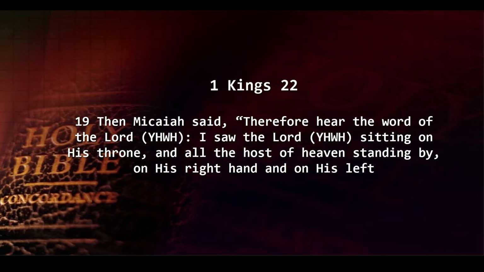Lo and behold, here is the heavenly council. Then Micaiah said, therefore hear the word of Yahweh. I saw Yahweh sitting on his throne, and all the host of heaven standing by on his right hand and on his left. That's the heavenly council. This is what is called the divine council. Do you see it? And the host to right and left, ready to receive instructions and orders from Yahweh. You guys see this? Is there a heavenly council, a divine council according to the Old Testament?